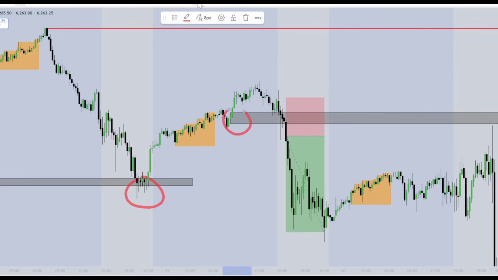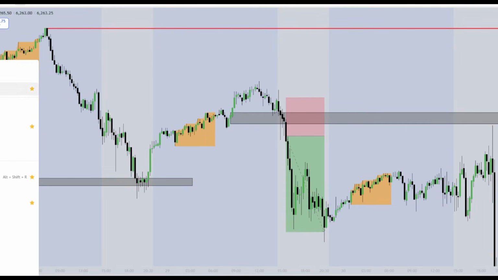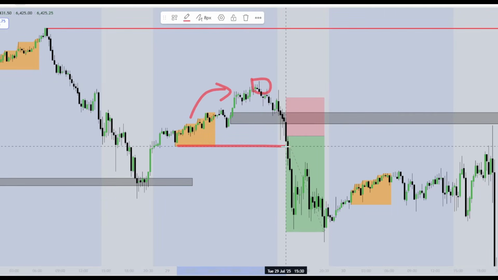So why do I use ICT concepts? I like to use the Asian range. I'm not saying this is an ICT concept, but I learned it myself from ICT. We want to look for the high and low of the day above the Asian range. So we're looking for price to take out the Asian high and target the Asian low, right?